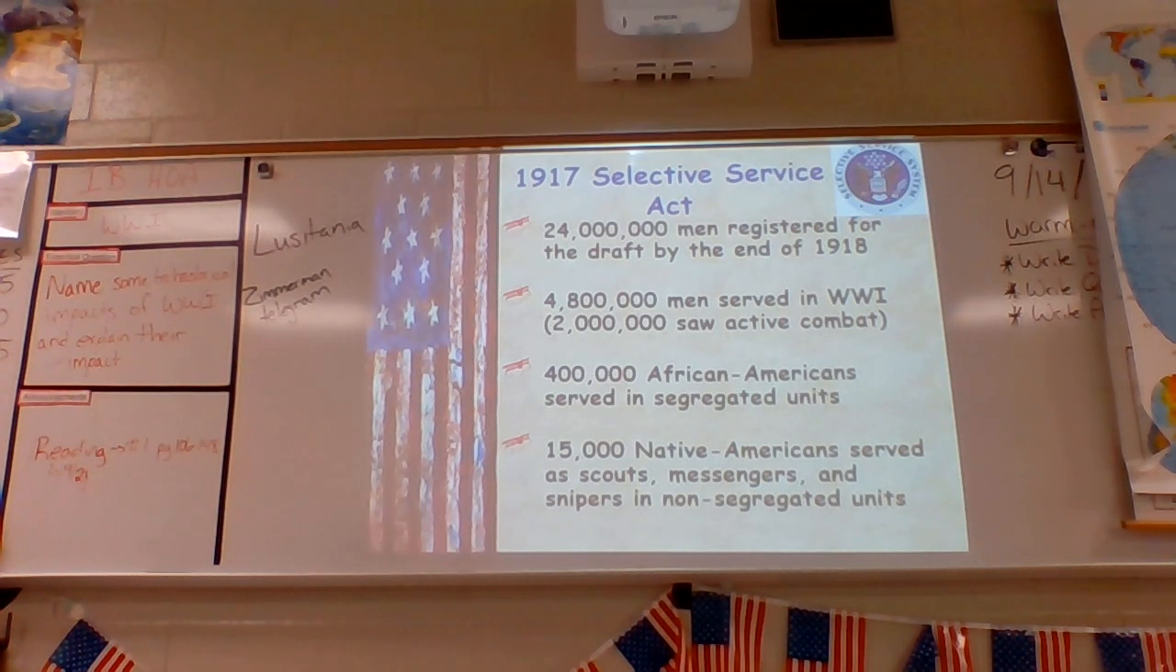You're going to have African Americans and Native Americans enlist in the military. We're going to end up sending almost 5 million, but only 2 million are actually going to see combat. At this point, the African Americans are in segregated units, meaning that they're in their separate units.